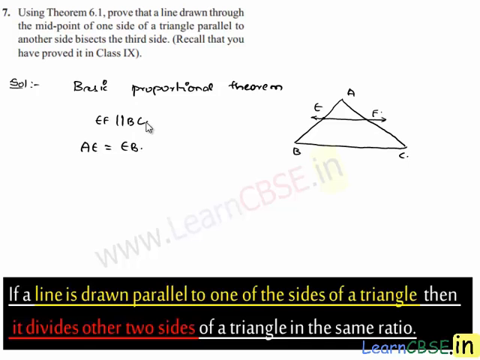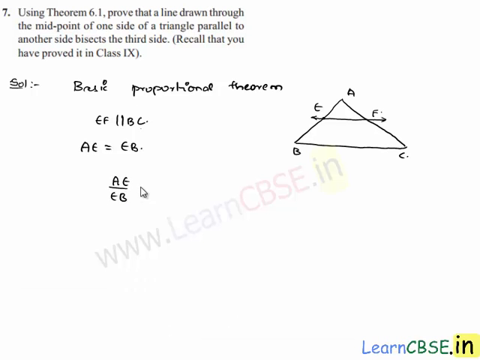Now, from basic proportionality theorem, if EF is parallel to BC, we can say that AE by EB is equal to AF by FC, which implies we know that AE is equal to EB. That means substituting EB instead of AE, EB by EB is equal to AF by FC, which implies AF by FC is equal to, numerator and denominator cancel, so solution will be 1, which implies AF is equal to FC.